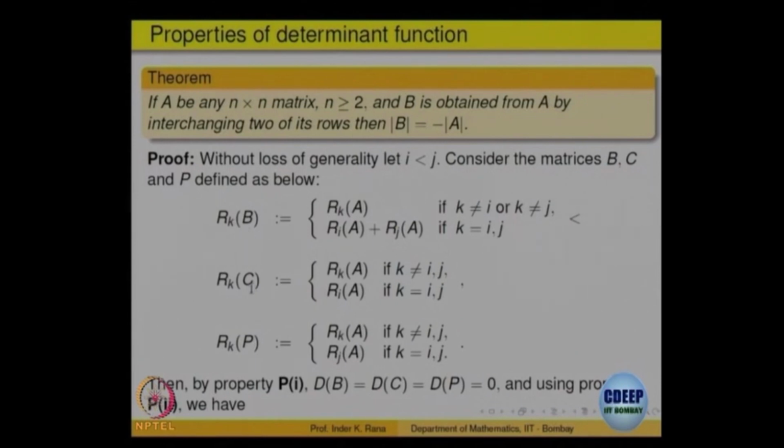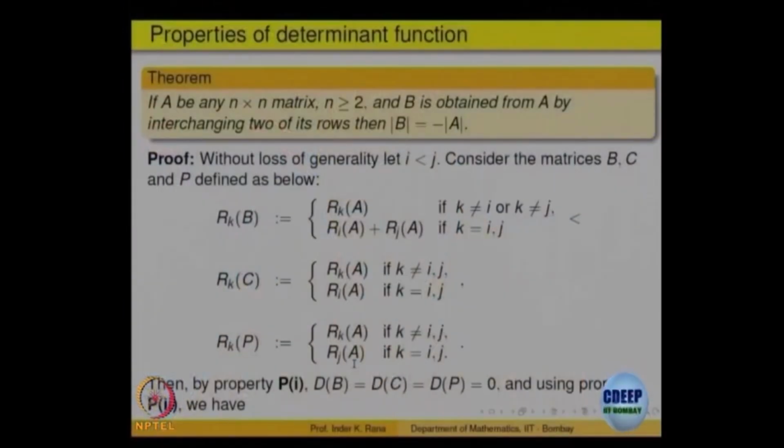Okay. Let us have a matrix C where for every k not equal to i and j, the rows are same as those of A, right. But the ith and jth rows I am putting both as Ri. Again there are two identical rows, right. And similarly the matrix P where the ith and jth rows are both Rj. So, all these three will have determinant 0, right, because in each one of them two rows are identical.